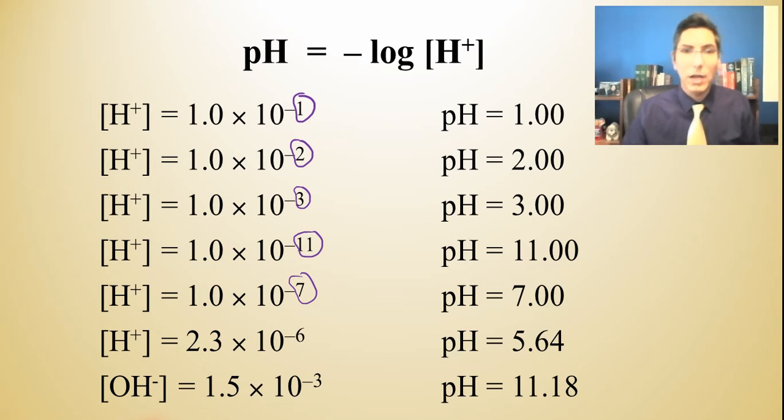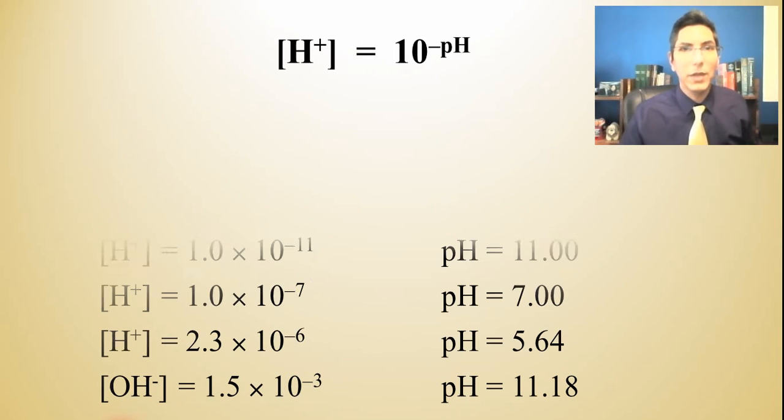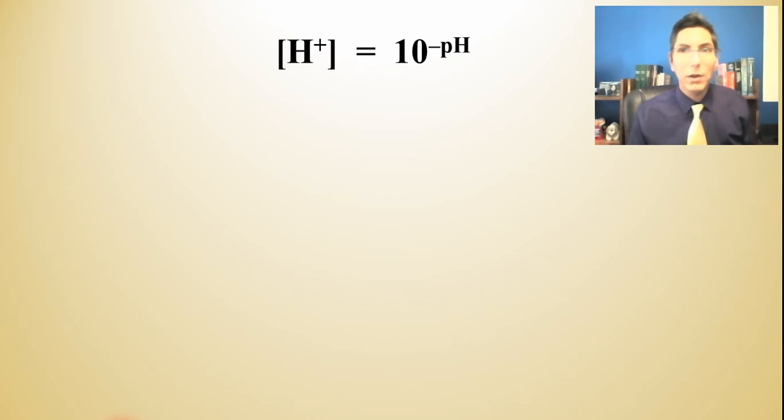So some of these you may have a couple different steps if you're given OH minus and you have to convert that to pH. Now, when we talk about the pH scale, you might wonder how to go in the other direction. If we're given the pH, how do you find the H plus? Well, it's something called the negative antilog. And negative antilog just means this equation right here that you see on the screen. H plus equals 10 to the negative pH power.